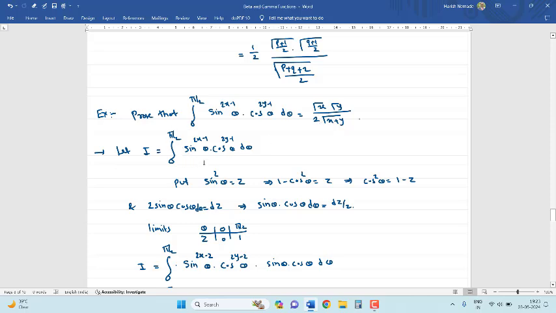Again, let I be the given integral. Put sin square theta equal to z, so 1 minus cos square theta is z, so cos square theta is equal to 1 minus z. From that, by differentiation, 2 sin theta cos theta d theta is equal to dz.